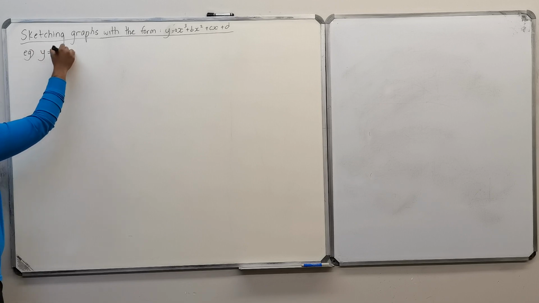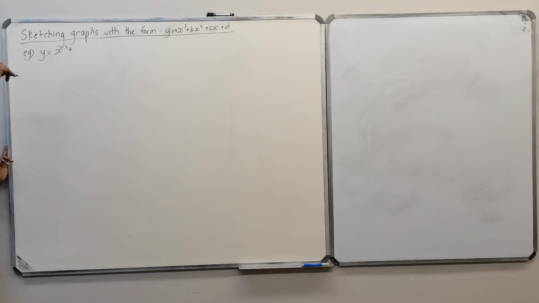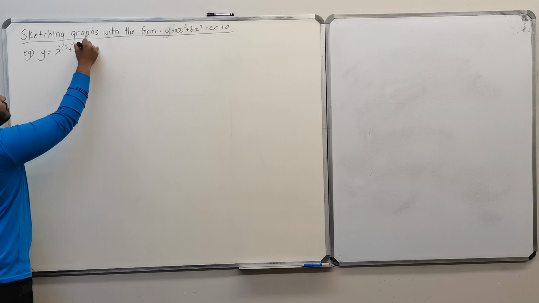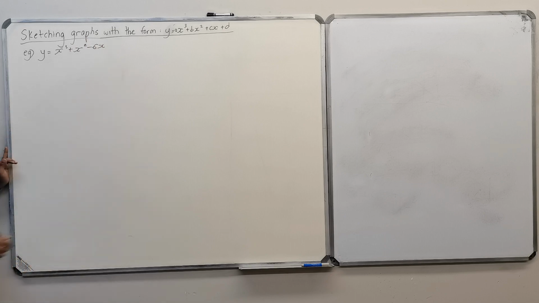So they give you an example: y is equal to x cubed plus x squared minus 6x, okay? It's a cubic function because your highest exponent there is to the power 3. So we know it's a cubic function. So you would do this question like how you would do any other graph question.